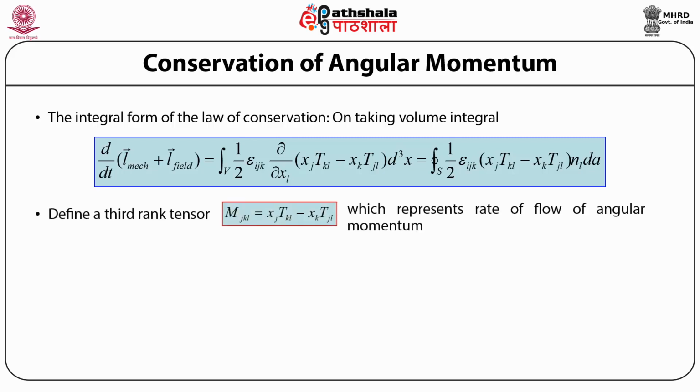And here we can define a rank 3 tensor capital M subscript j k l as equal to the jth component of the position vector x subscript j times the Maxwell stress tensor capital T subscript k l minus the kth component of the position vector x subscript k times the Maxwell stress tensor capital T subscript j l, which represents the rate of flow of angular momentum.